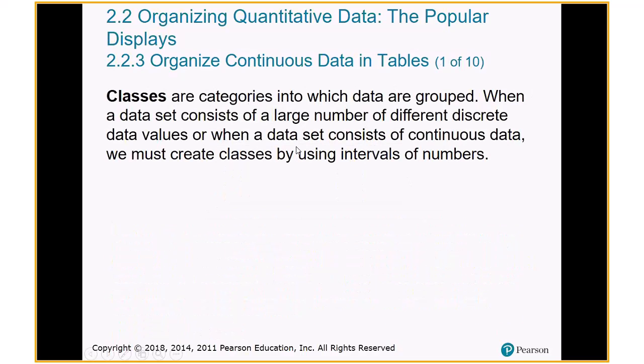Okay, classes, I already told you what classes are. Classes are numbers. Classes are numerical groups. 5'5" to 5'9", 6 foot to 6'4", 6'5" to 7 foot, or 6'9", whatever. Those are all classes, versus blondes, brunettes, redheads.